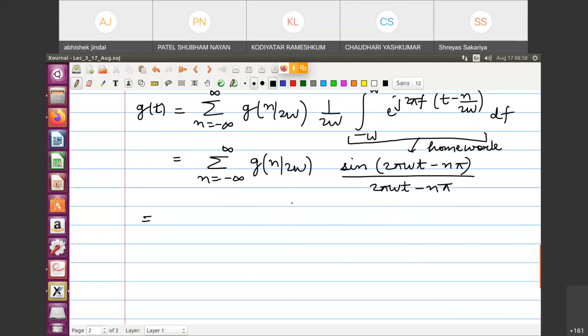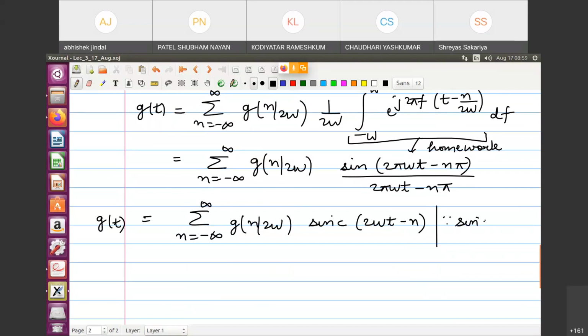So this is nothing but the sinc function. I will write down the definition of the sinc function because there is no uniformity in defining sinc. Sometimes people use pi there and sometimes they don't. So what we will be using is sinc(2Wt − n). This is g(t). We have used sinc(x) as sine(πx) upon πx. So you separate π from the argument of sine and similarly from the denominator, and you will get this.